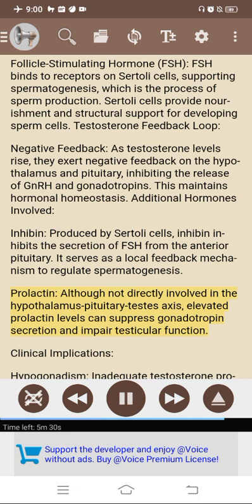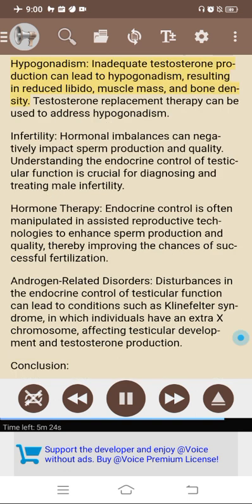Prolactin, although not directly involved in the hypothalamus pituitary testes axis, elevated prolactin levels can suppress gonadotropin secretion and impair testicular function. Clinical implications. Hypogonadism. Inadequate testosterone production can lead to hypogonadism, resulting in reduced libido, muscle mass, and bone density. Testosterone replacement therapy can be used to address hypogonadism.